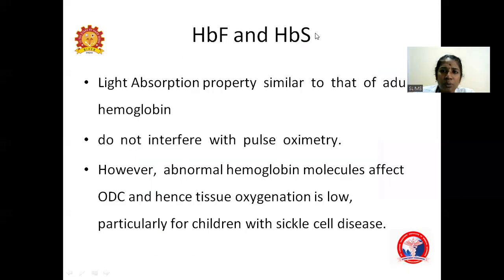Hemoglobin F (fetal) and hemoglobin S, these are all the sickle cell. Fetal hemoglobin has light absorption properties similar to that of adult hemoglobin. It does not interfere with the pulse oximeter. However, the abnormal hemoglobin molecules affect the ODC, and hence the tissue oxygenation is also low, particularly for children with sickle cell anemia.